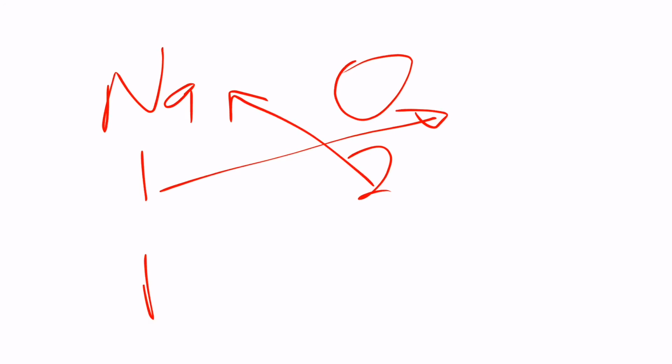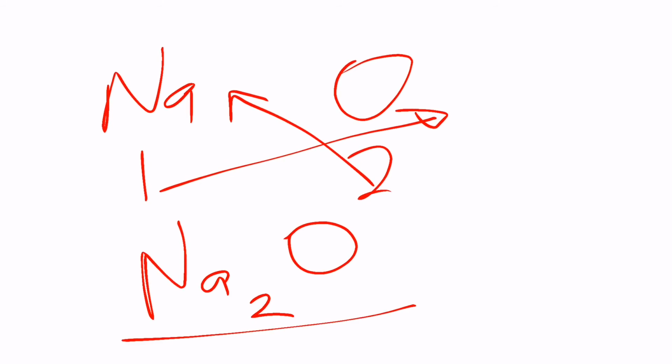So now we cross multiply. We take this 1 here and we bring this 2 here. So now we are going to have sodium 2 oxide. This is the formula for sodium oxide. We just write it like that. So this is how we find the chemical formula of substances.